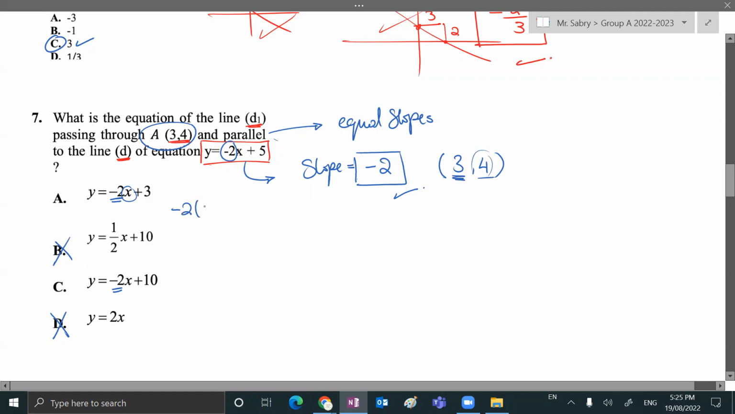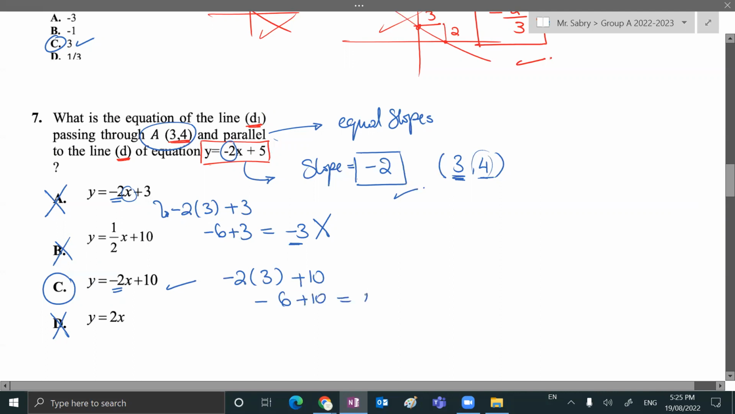So -2 times 3 plus 3. That's -6 plus 3, and that would give me -3. Is this -3 just like this one? No, it's not. So then A is incorrect, which means right away that C must be the correct answer without even trying. If you just want to check, -2 substitute x with 3 plus 10, which is -6 plus 10, which means it is 4, just like how this one is 4. So C definitely is the correct answer. Any questions here?